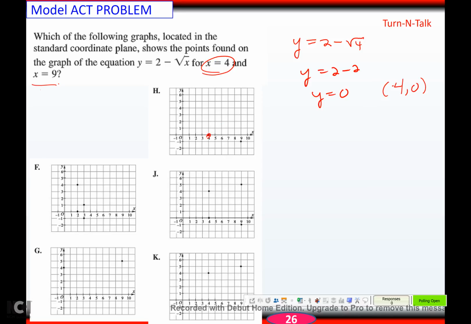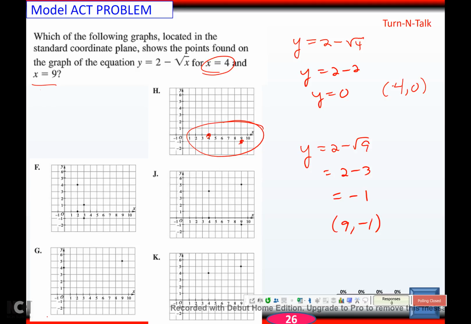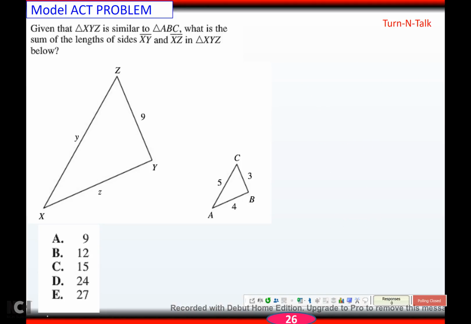Okay, then if I plug in 9, I have y equals 2 minus the square root of 9, which would be 2 minus 3, which would be negative 1. So when I plug in 9, I get negative 1, which is right there. Okay? Alright. Try this one, hit pause, come back when you're ready.